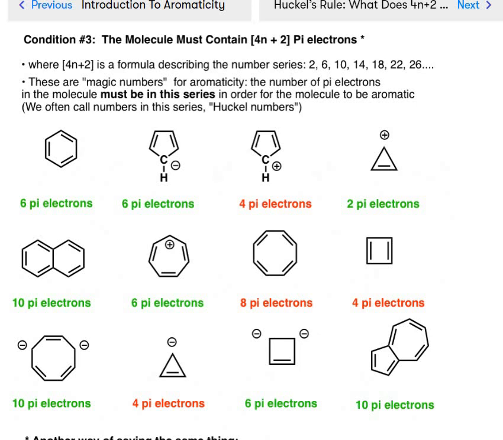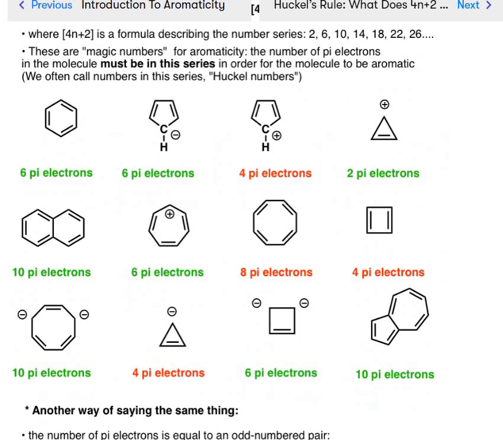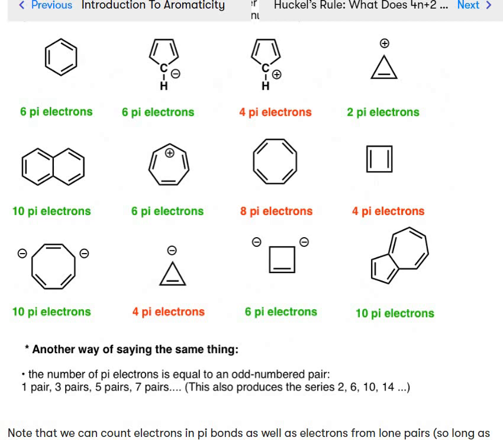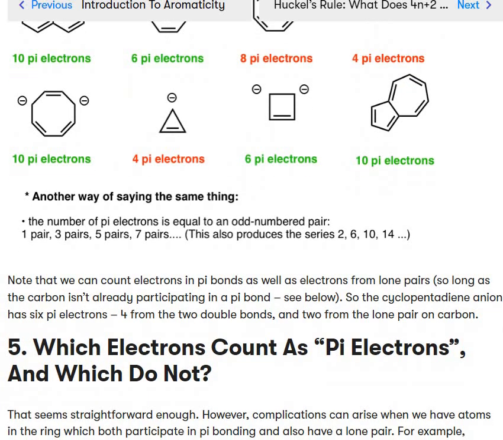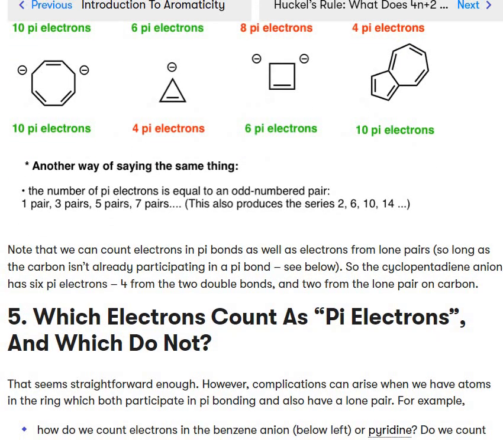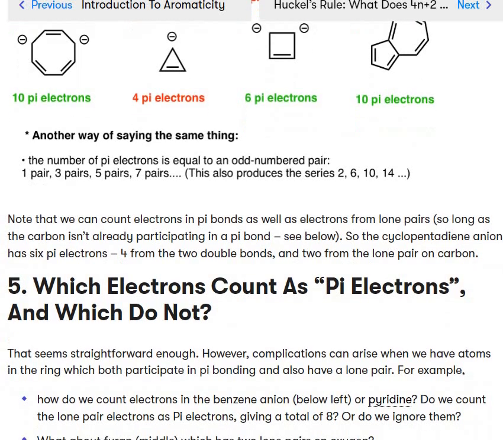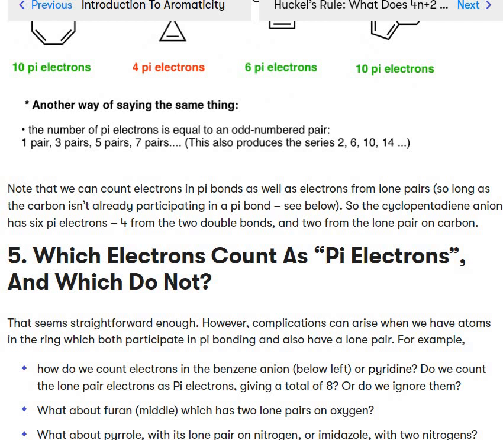So 6 pi electrons, 6, 4, 2, 10, 6, 10, 4, 10, 4, 6, and 10 pi electrons. So the number of pi electrons is equal to an odd number of pairs: 1 pair, 3 pairs, 5 pairs, 7 pairs. This also produces the series 2, 6, 10, like this. Note that we can count electrons in pi bonds as well as electrons from lone pairs, so long as the carbon isn't already participating in a pi bond. So the cyclopentadienyl anion has 6 pi electrons, 4 from the two double bonds and 2 from the lone pair of electrons.